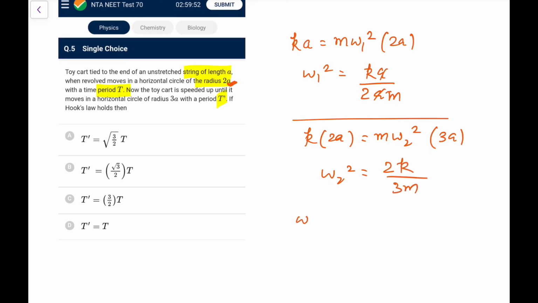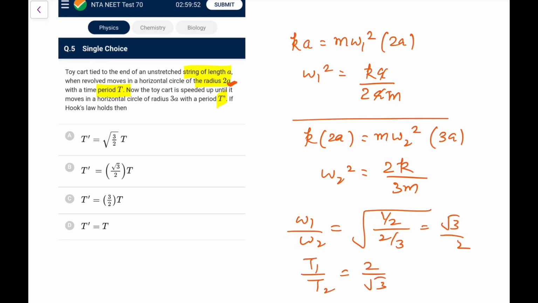So what we have now, omega 1 by omega 2, if we take the root of k and m, would be root of 1 by 2, and it would be 2 by 3, that is root of 3 by 2. So t1 by t2 would be the reverse of that, that is 2 by root 3. So in the new case, t2 would be root 3 by 2 times t1.